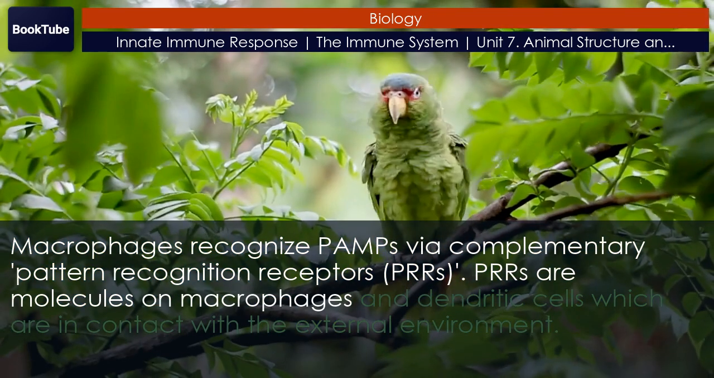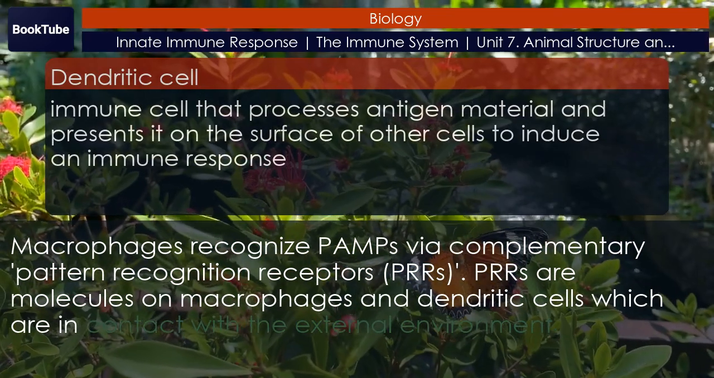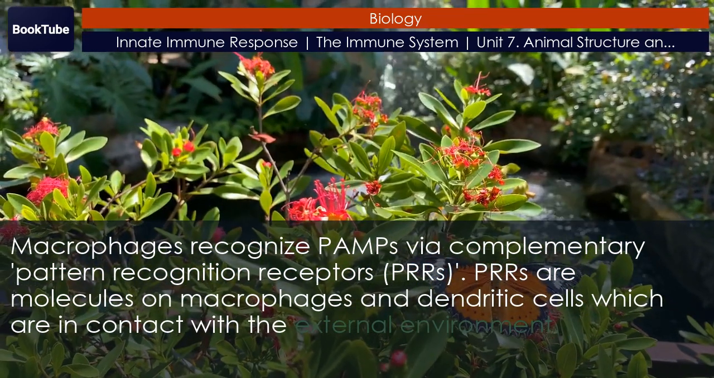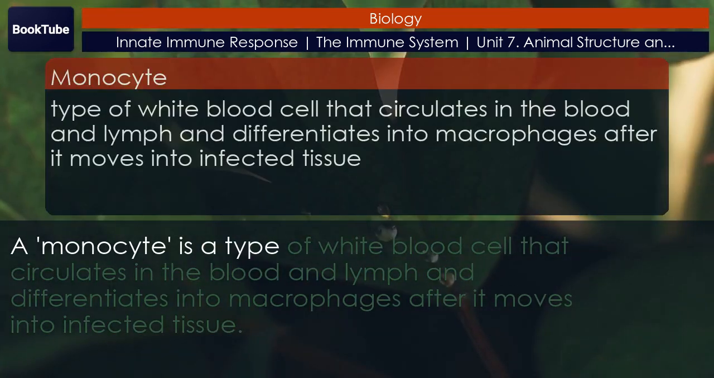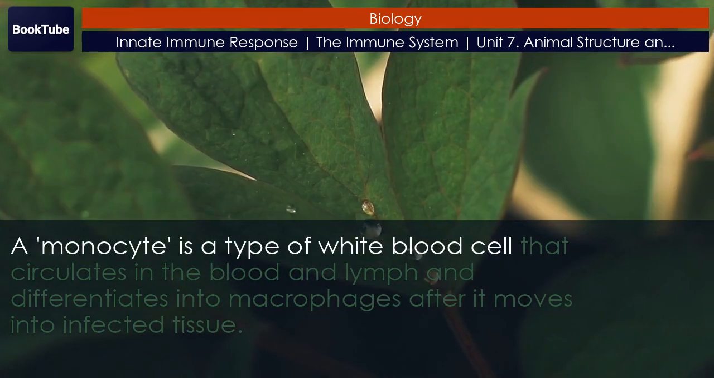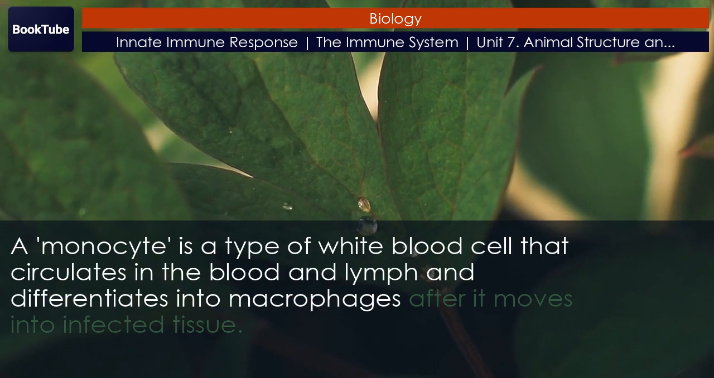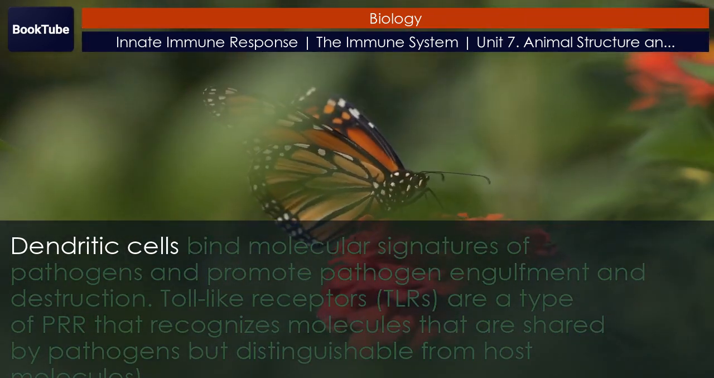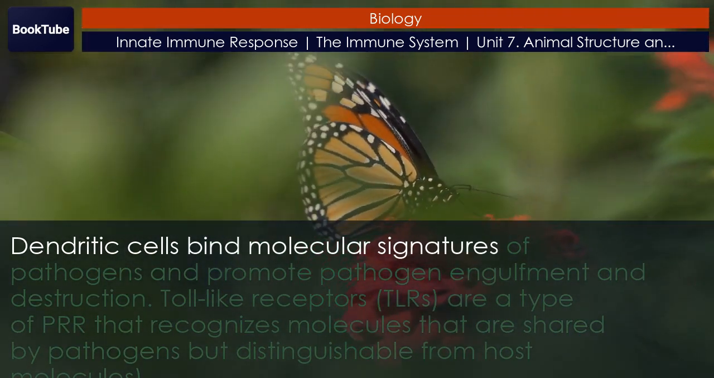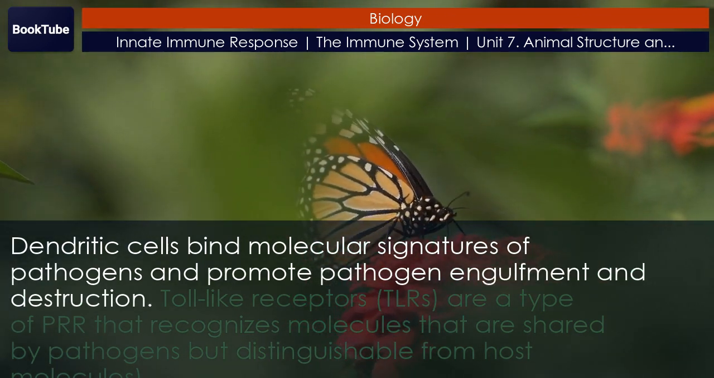PRRs are molecules on macrophages and dendritic cells which are in contact with the external environment. A monocyte is a type of white blood cell that circulates in the blood and lymph and differentiates into macrophages after it moves into infected tissue. Dendritic cells bind molecular signatures of pathogens and promote pathogen engulfment and destruction.